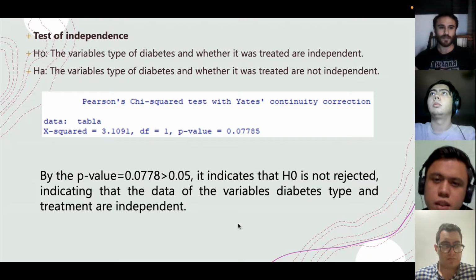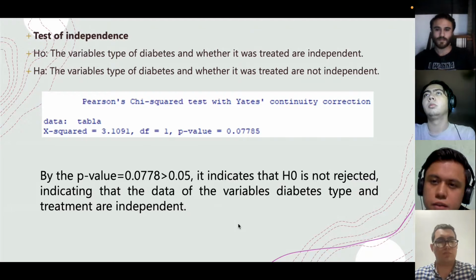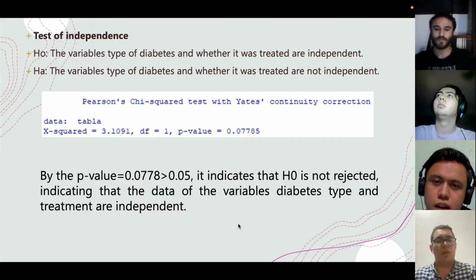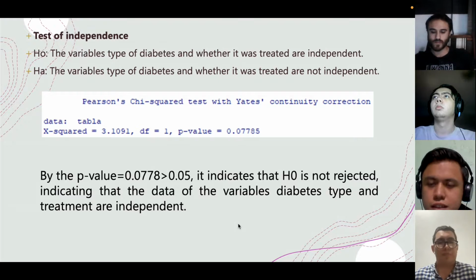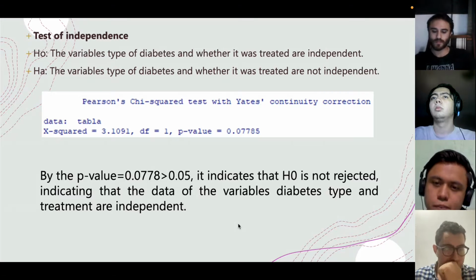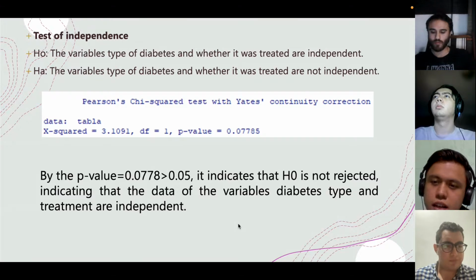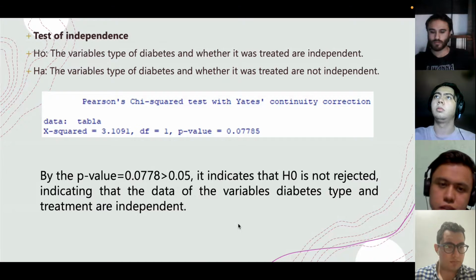Test of independence. Null hypothesis: the variables type of diabetes and whether it was treated are independent. Alternative hypothesis: the variables type of diabetes and whether it was treated are not independent. With a chi-square test, the p-value of 0.0778 is greater than 0.05, which indicates that the null hypothesis is not rejected, indicating that the variables diabetes type and treatment are independent.